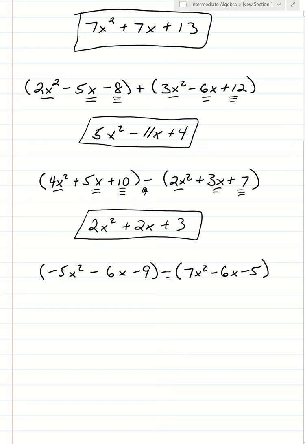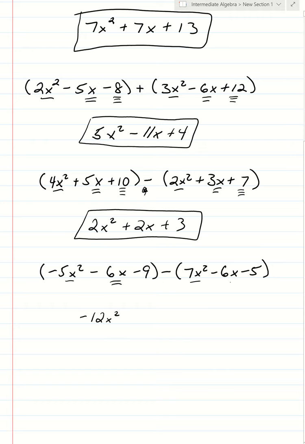Well, now if we're going to subtract these polynomials, once again, pay close attention to your signs. Let's start with the like terms of x squared and x squared. Let's see what we are subtracting. We start with the negative 5, and I am subtracting the 7. Well, negative 5 minus 7, that would actually give us a negative 12x squared.